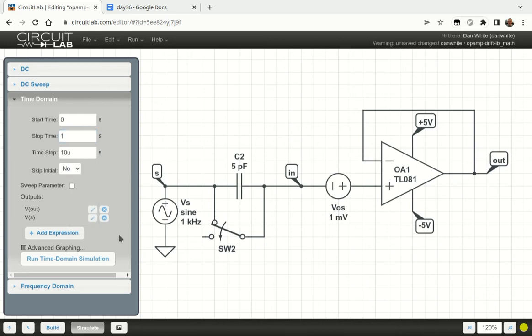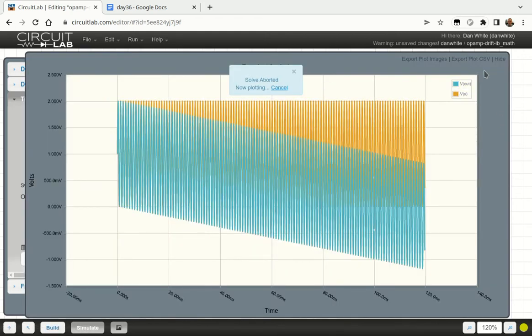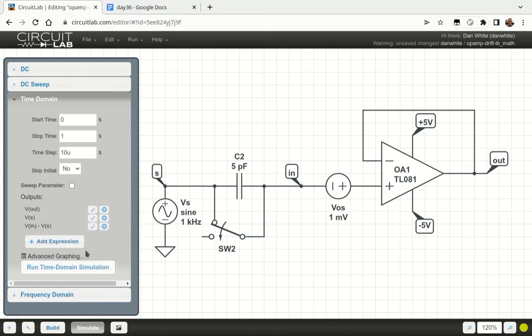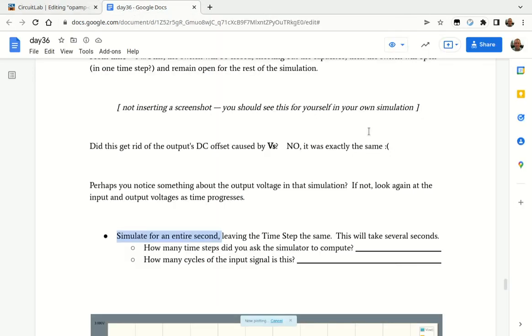That is 1 second. Run this thing. Actually, I want to, hold on, add an expression. I'm going to call it Vin minus Vs. We'll ask for this here in a minute, but might as well just do one simulation. And it's going. We'll go back to this.